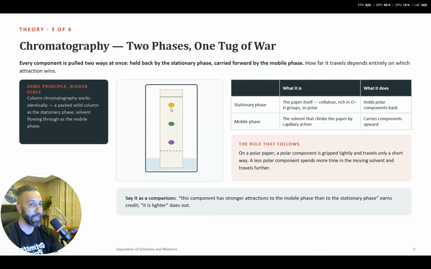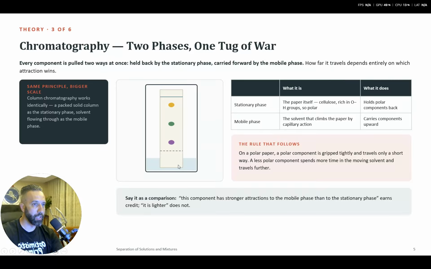But what is important here is that a yellow color has gone up the paper the most, which means that it is interacting more with the mobile phase. So the water or whatever the mobile phase is pulling it up, while the purple color is interacting more strongly with the paper. In this case, we use our famous rule that like dissolves like. So if the mobile phase is nonpolar, that means that the yellow color is the most nonpolar, followed by green and purple.